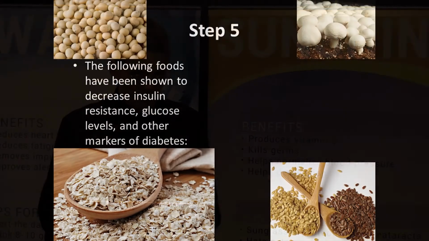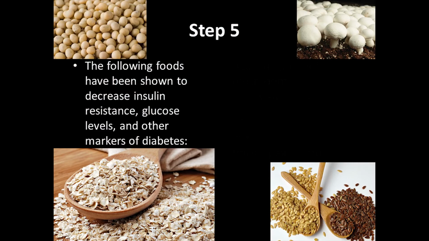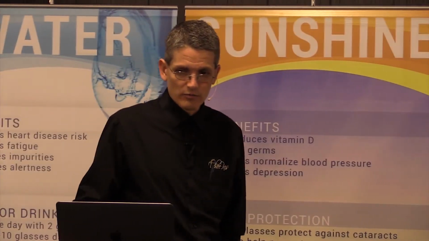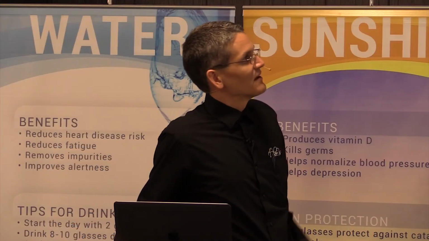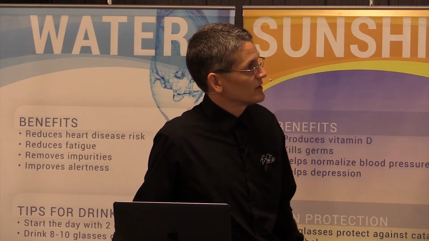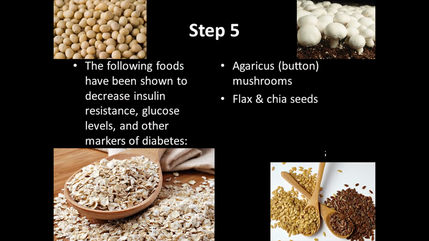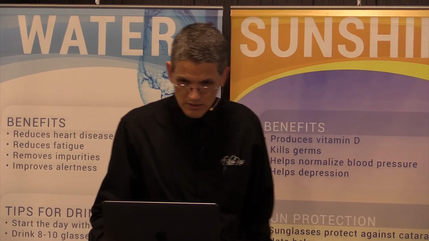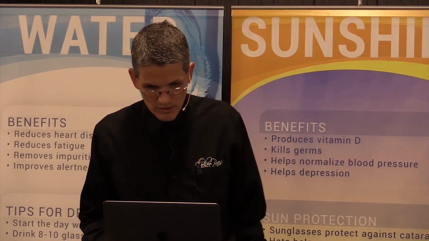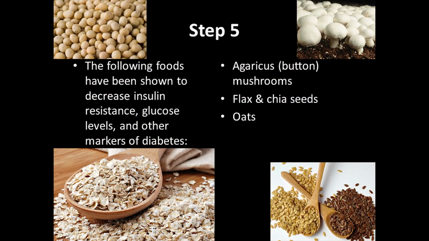Step 5, eat these foods, because they've been shown to decrease insulin resistance, glucose levels, and other markers of diabetes. What are those foods? Agaricus mushrooms, or button mushrooms. Those are those nice friendly guys up in the top corner that I'm not going to eat because I don't like mushrooms. But anyways, they've been shown to help out with diabetes. Flax and chia seed. There are studies showing that flax and chia seed are beneficial to help out with diabetes as well. Oats, all right.